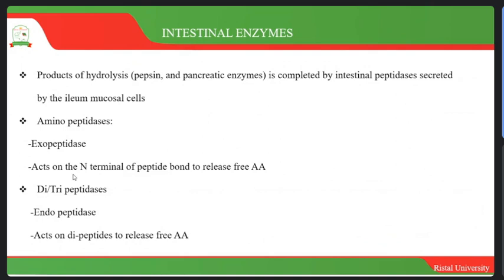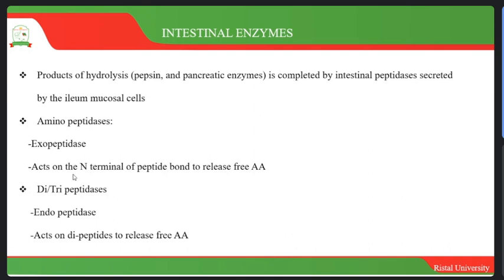Then we're diving into what we call the intestinal enzymes. What do they do? These are the products of hydrolysis, which are the pepsin. The pancreatic enzyme action is completed by intestinal peptidase. So the action of pepsin and all other pancreatic enzymes, their process comes to completion in the intestine by intestinal peptidase in the ileum. So you can have maybe an MCQ, multiple choice question: which of the above enzymes completes the process of digestion in the ileum? Intestinal peptidase. Which part of the gastrointestinal tract does digestion end in? So you can have all those options.